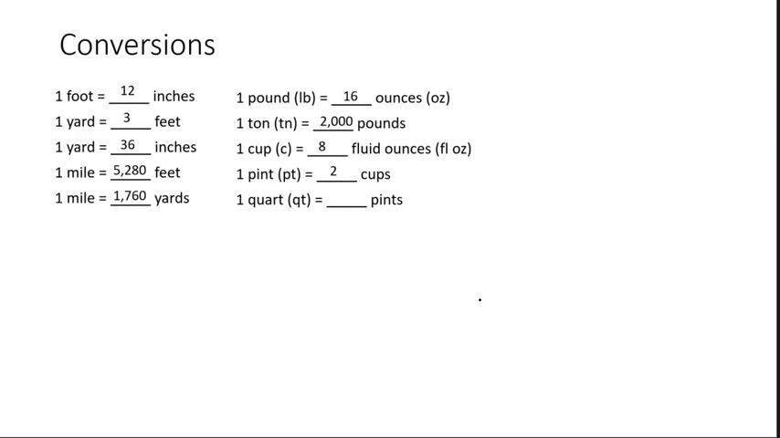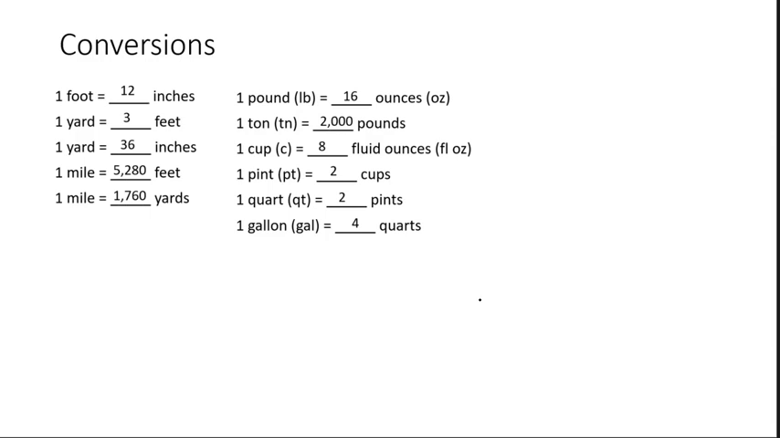And then next we have how many pints in 1 quart? And again, that's going to be 2. So there's 2 cups in a pint, 2 pints in a quart. And then how many quarts in 1 gallon? There are 4 quarts in 1 gallon. So the answer is 4 for that one.